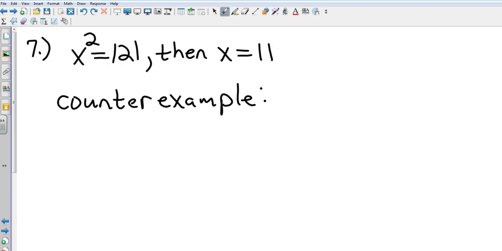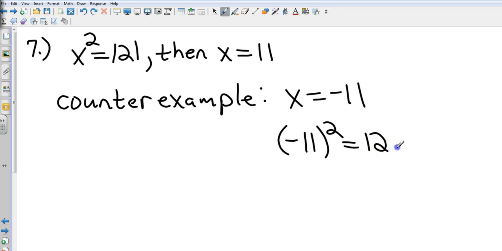Okay, so there's only one value that makes this not true. What is it? X equals negative 11. If I had x equals negative 11, then negative 11 squared would equal 121. So that is my counter example. X equals negative 11.